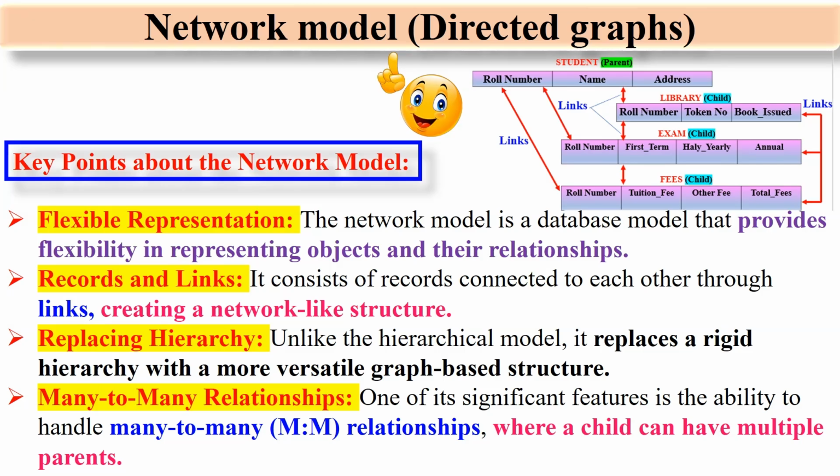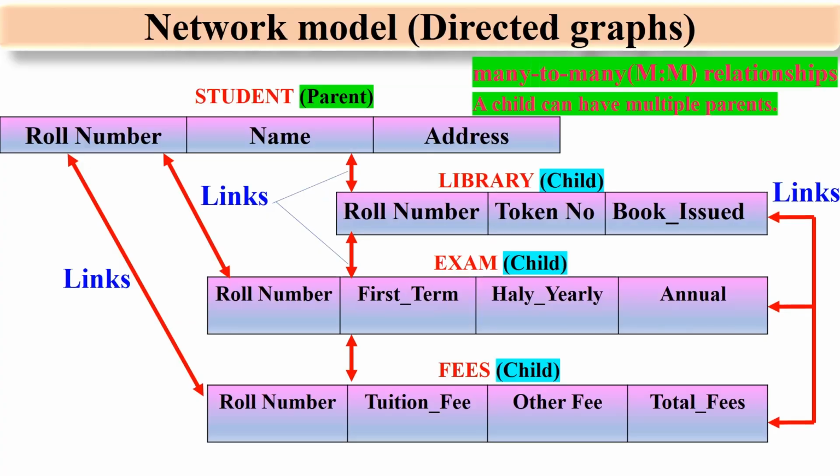Let's learn about network model, directed graphs. Key points about the network model. Flexible representation. The network model is a database model that provides flexibility in representing objects and their relationships. Records and links. It consists of records connected to each other through links, creating a network-like structure. Replacing hierarchy. Unlike the hierarchical model, it replaces a rigid hierarchy with a more versatile graph-based structure. Many-to-many relationships. One of its significant features is the ability to handle many-to-many, m:m relationships, where a child can have multiple parents. We can see the network model here.